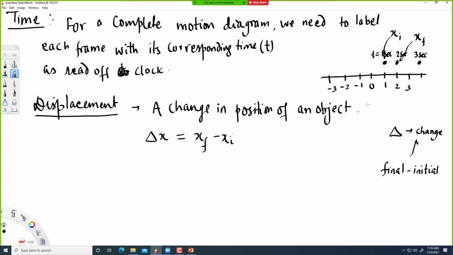So in this particular example, what is the displacement of this object from point 1 to point 2? So delta x is final position. Final position is at 2, let's say 2 meters, and initial position is at 1, so 1 meter. So the displacement is 1 meter. Now, if there is nothing here, that means there is a positive sign, and this positive sign indicates that you are moving to the right. The direction is to the right.